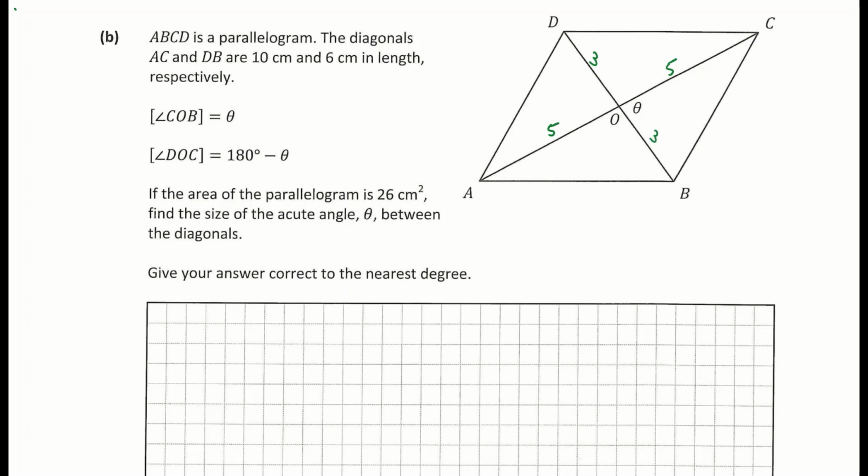More information we know is that COB is theta, so that's that angle in here. And I'm just going to fill in DOC, which is 180 minus theta. And that makes sense because it's a straight line there. So if theta was 60, the other angle would be 180 take 60. And it also tells us then that the area of the parallelogram is 26 centimeters squared. Find the size of the acute angle theta.